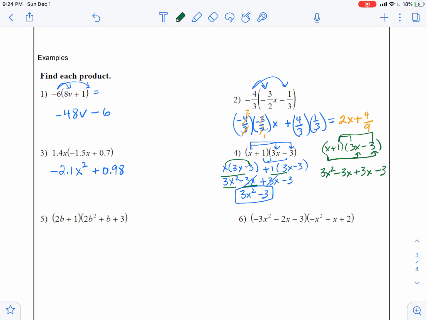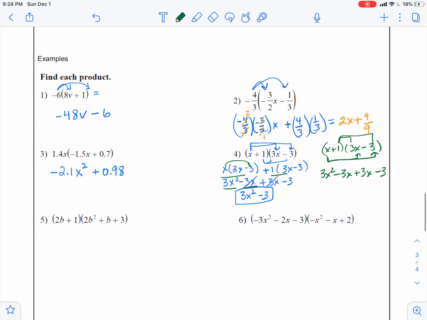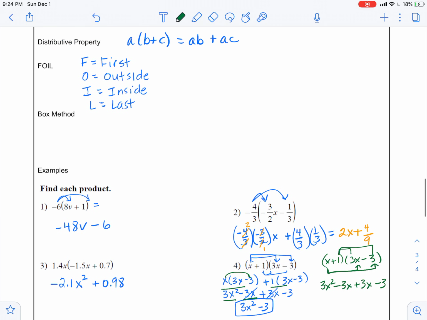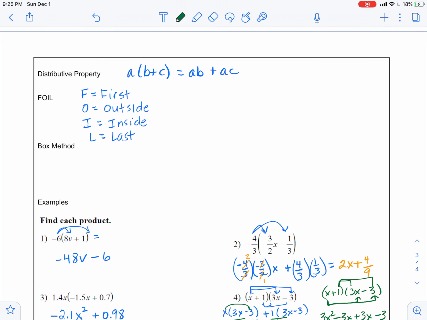Okay, so that is FOIL. And guys, here's the key to FOIL. It will only work if you're doing a binomial times a binomial. But FOIL, or a distributive property, works for everything. Okay, so that's kind of the difference in the two. That FOIL acronym is only for a binomial times a binomial.